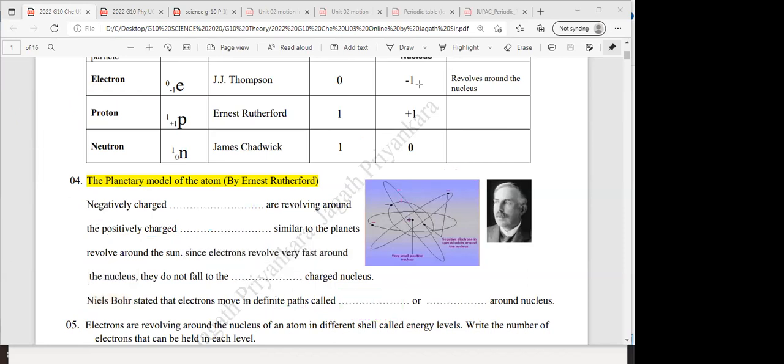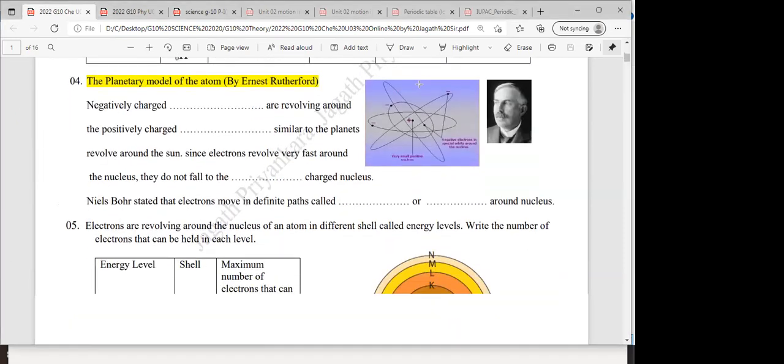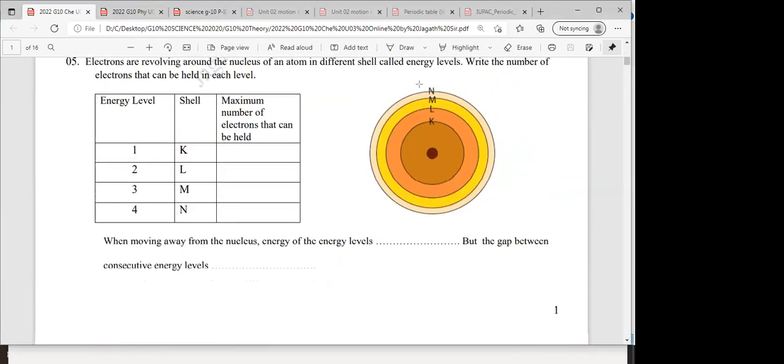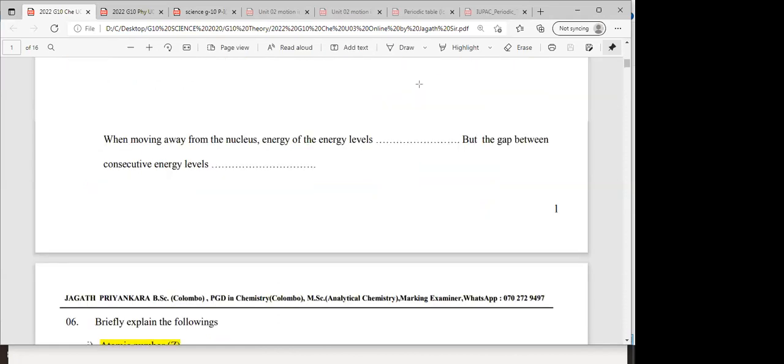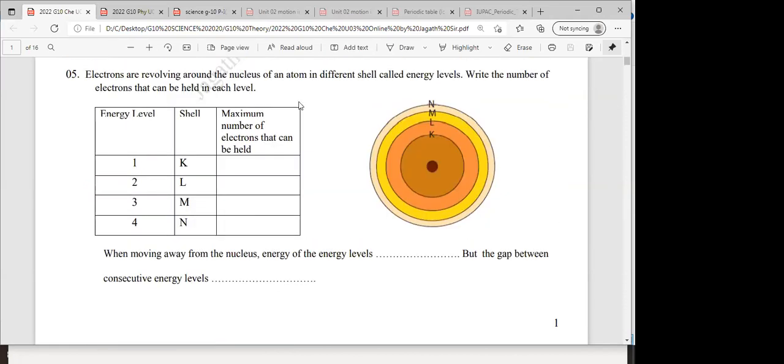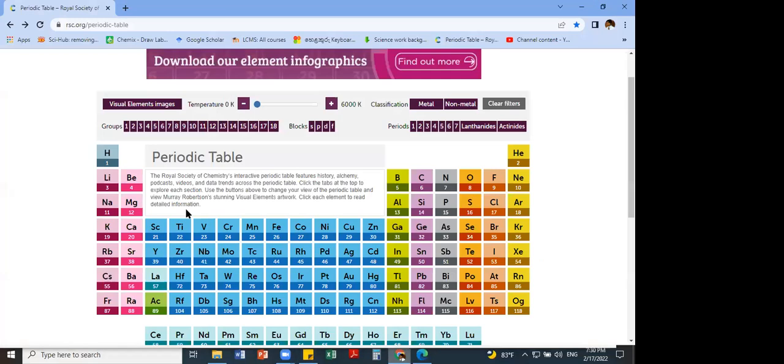Okay, then let's see where they revolve. Before I come to this, one more thing. I'll show you a very useful website, if you are interested you can use it. Give me a second. Can you all see the screen? You can see the screen, right?